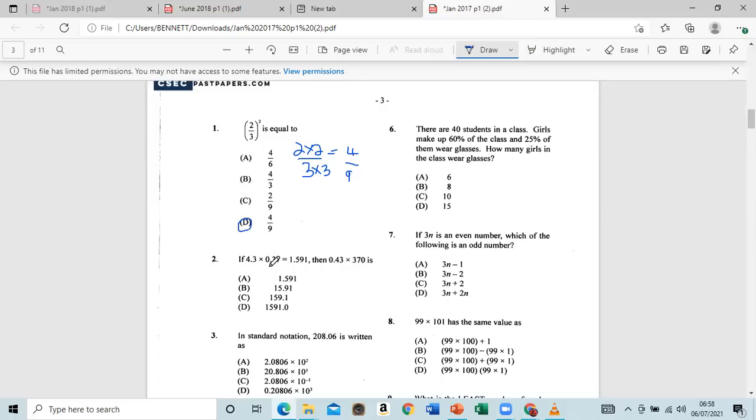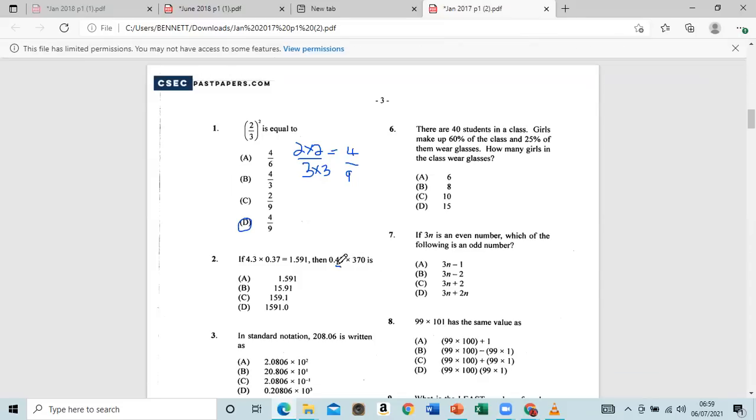4.3 times 0.37 is equal to that, then 0.43 times 370. What we need to do is count our number of decimal places. So we have 2 decimal places, so the one with 2 decimal places will give us the answer. Guys, you don't need to sit down and do that all day, alright?